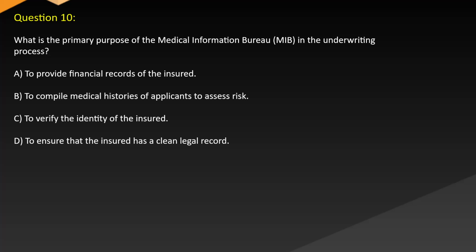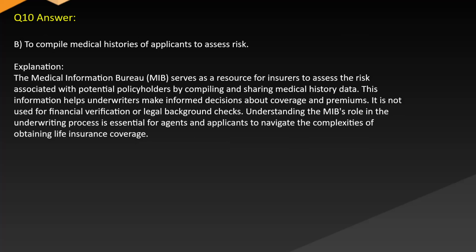Question 10. What is the primary purpose of the Medical Information Bureau (MIB) in the underwriting process? A. To provide financial records of the insured. B. To compile medical histories of applicants to assess risk. C. To verify the identity of the insured. D. To ensure that the insured has a clean legal record. Answer: B. To compile medical histories of applicants to assess risk.